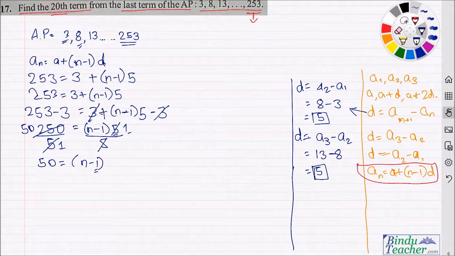Now I want to remove 1, so I'll do 50 equals n minus 1 plus 1. Whatever I do on the right hand side, I'll do on the left hand side also. So minus 1 plus 1 cancel out each other. We get 51 equal to n, or n equal to 51. So the position of the term 253 is n equals 51.